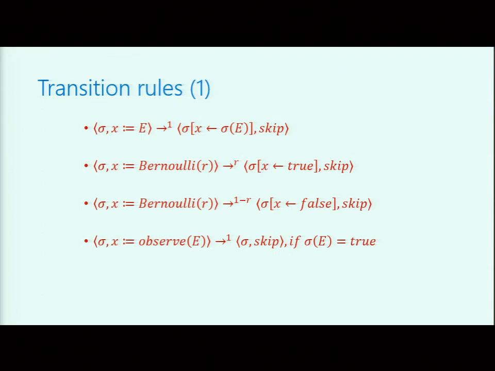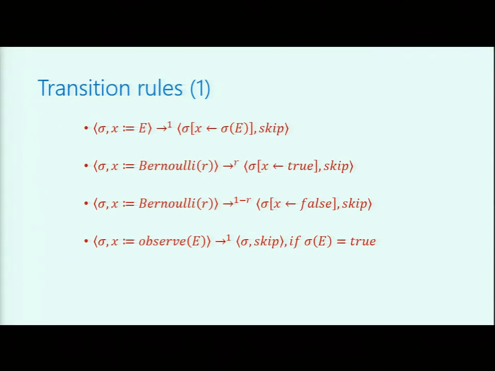So let's say the statement is a sample statement, which is x equals Bernoulli r. Essentially what this is saying is, after executing this statement, I get a new state where x is given a value true with probability r, and x gets a value false with probability 1 minus r. Is this clear? So that's why the probability thing comes in. It only comes in for these Bernoulli statements, right?